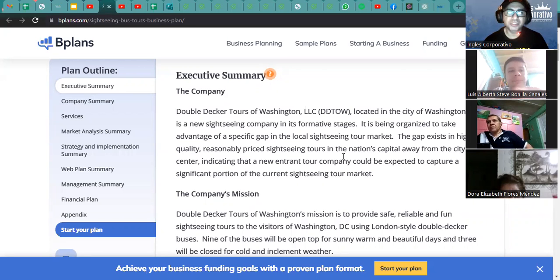Very good, perfect. So what did you understand about the company in this paragraph? This is high quality. They give a tour, a show about places, tours, and in order to know a different part of America. Okay. City center. Yeah, something like that one, right? So this company is about tours. It says double-decker tours of Washington, so we believe it's going to be in Washington.